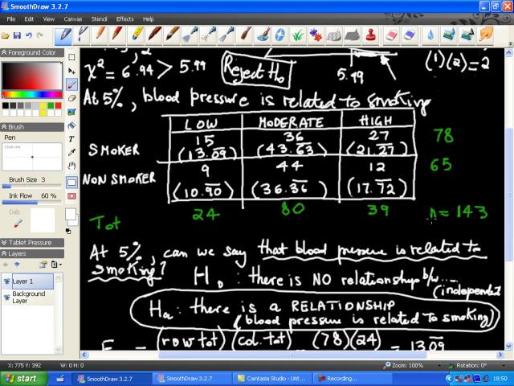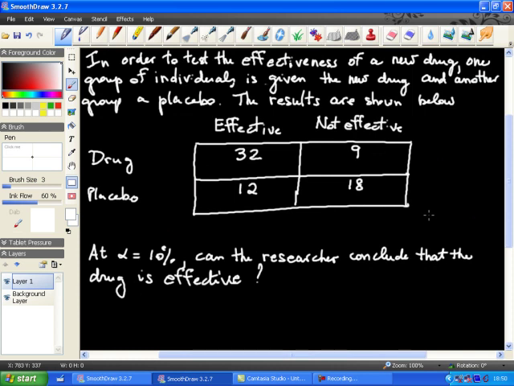Let's see a different example. In order to test the effectiveness of a new drug, one group of individuals is given the new drug and another group a placebo. The results are shown below. So we have a 2x2 table, with 2 rows and 2 columns: effective and non-effective, drug and placebo, and the numbers are given here. We want to know at alpha equal 10% if the researcher can conclude that the drug is effective.